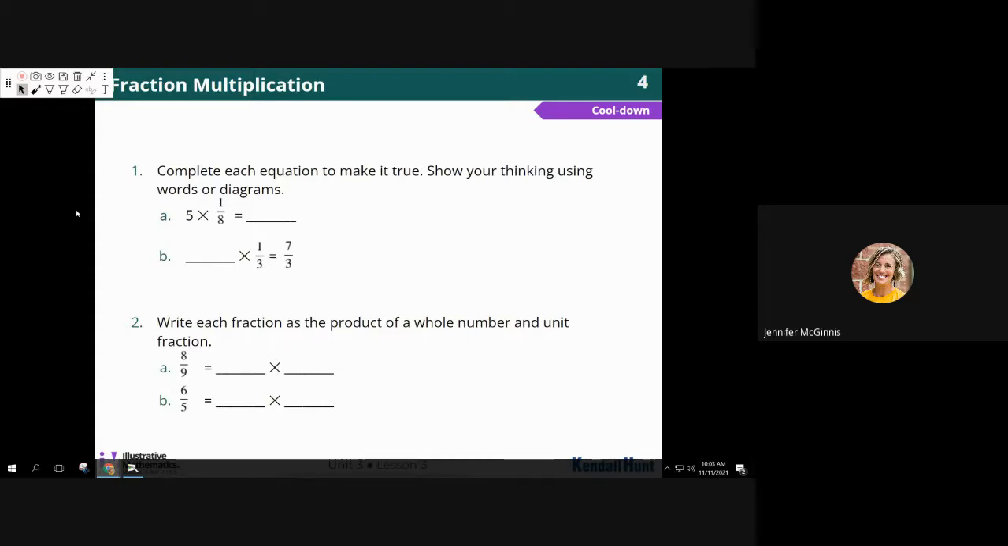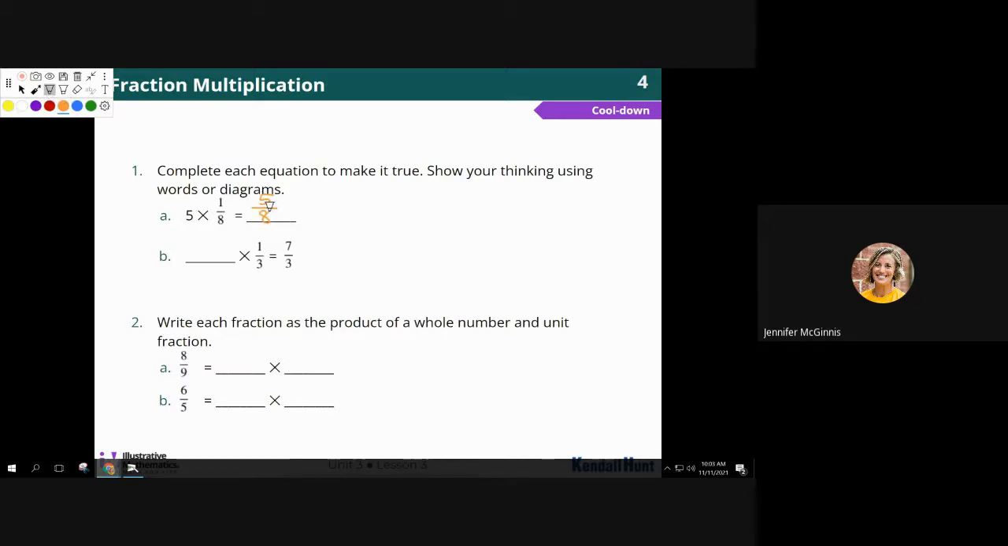You're going to have to use your paper for this. Complete each equation to make it true. Show your thinking using words or diagrams. 5 times 1/8. What's my value going to be? Hey, Ethan, can you do this one with me? What's my value, Ethan? 5/8. Everybody give Ethan a big what?